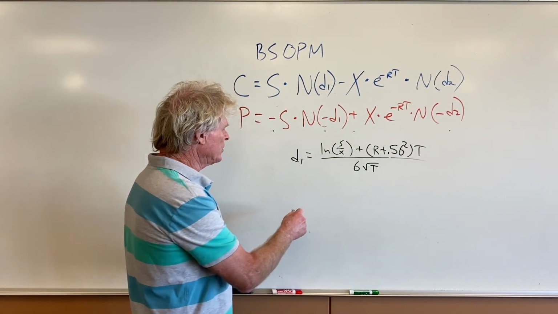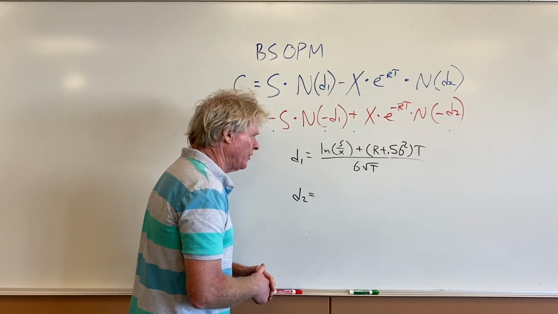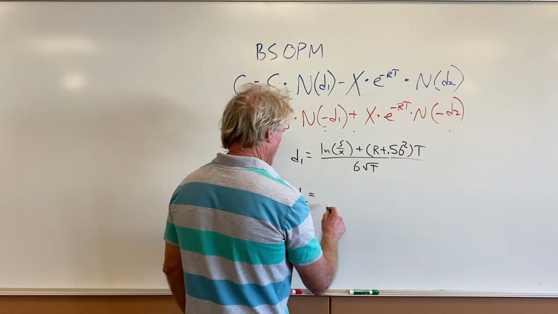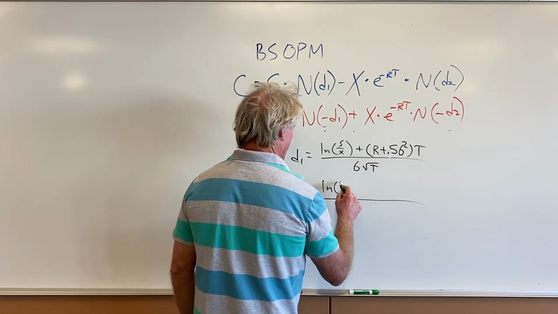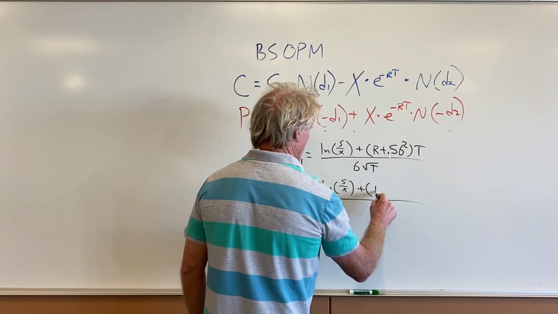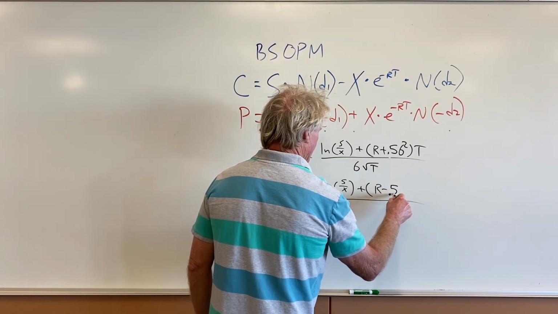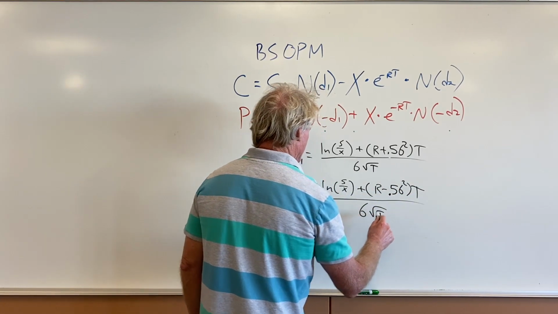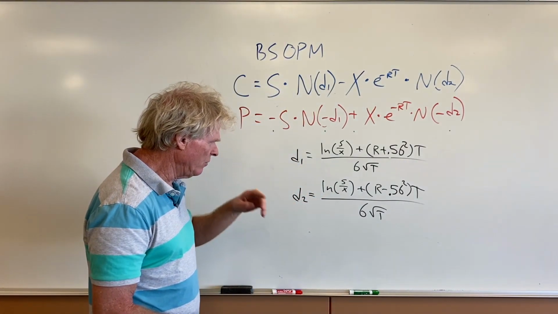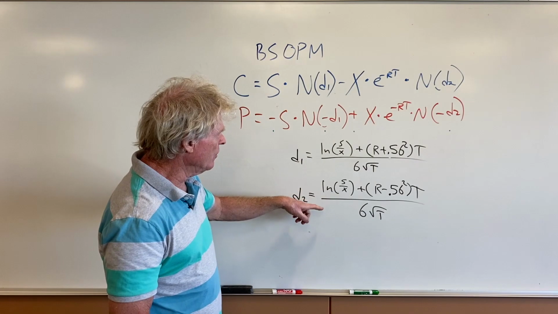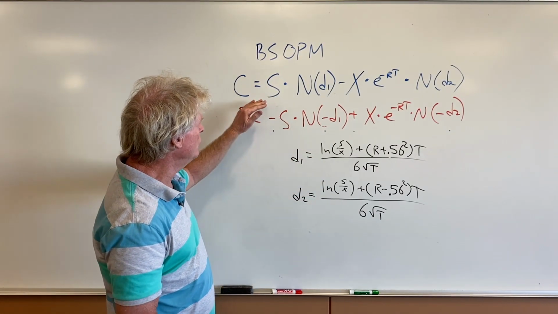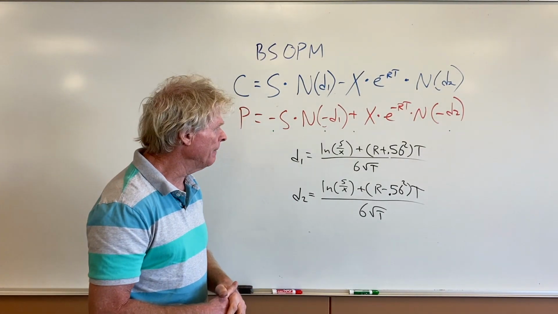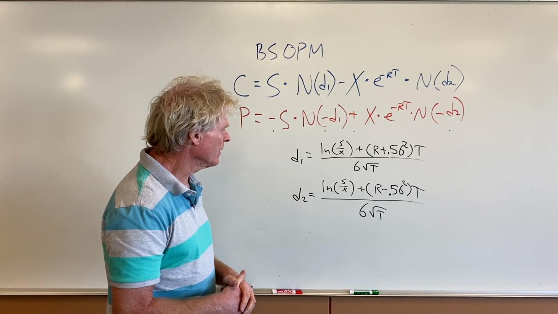Okay? Well, what's D2? Well, D2 is almost identical to D1, except that plus sign becomes a minus sign. So it's the natural log of S over X plus R minus 0.5 sigma squared, times T, divided by sigma square root T. So that's D1, that's D2. And these are used to estimate the value of call and put options, specifically European call and put options.